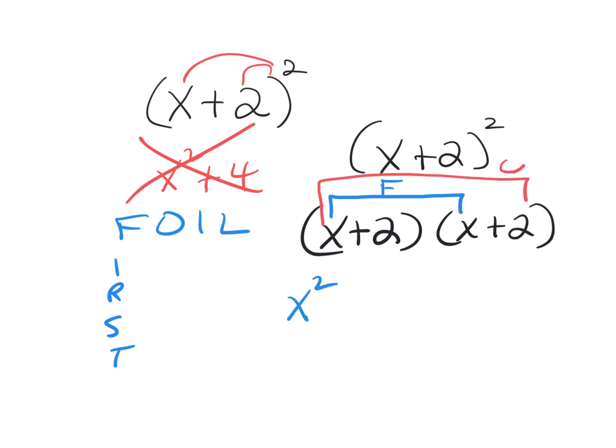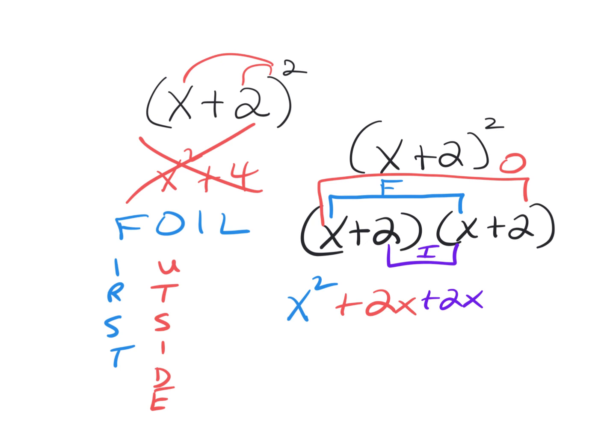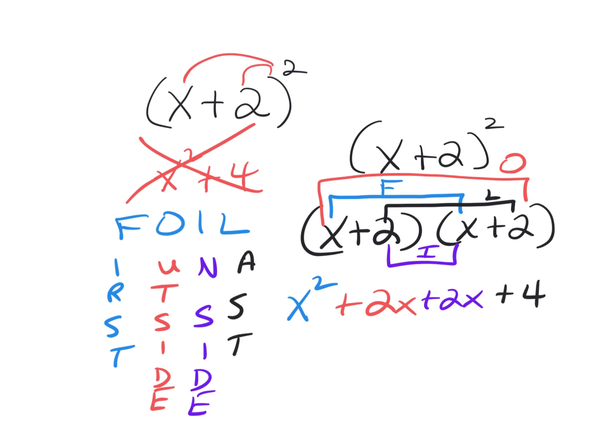You can also think of these as the 2 outer numbers, the 2 outside numbers in the acronym. So this gives me positive 2x. Then you do the 2 inside numbers and get positive 2x. That's what the I stands for, inside. And finally, to get the last term, we do last. So 2 times 2, that's the L in the acronym, and it stands for last. That would give me positive 4.